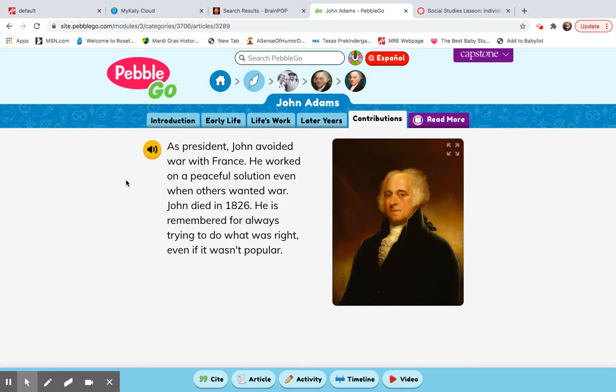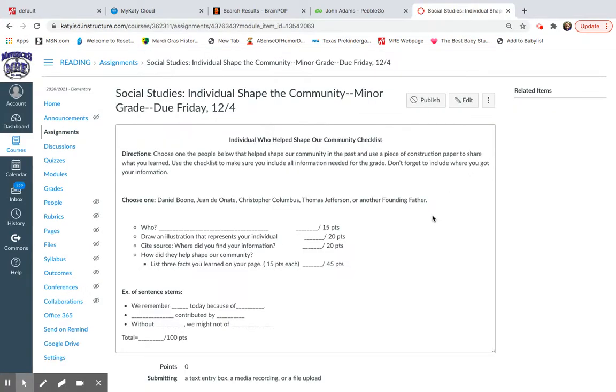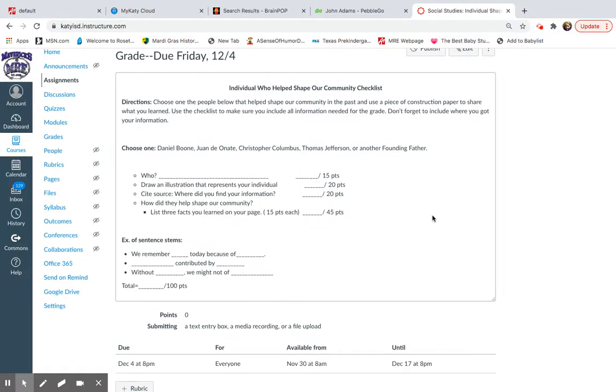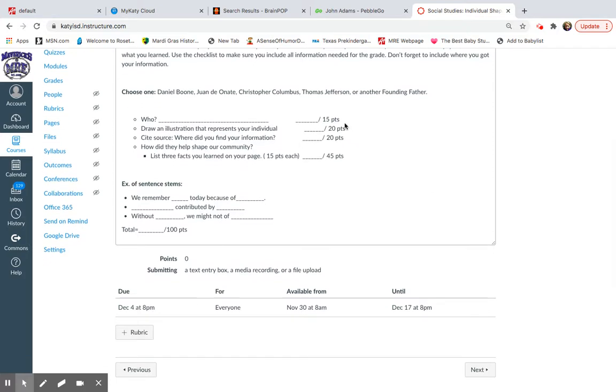Okay, and then you will go to Canvas, and your activity is to choose one of the people we just read about. And it says on a piece of construction paper, but you can do this in your notebook also, what you learned about this person. So this is how I will be grading you: you get 15 points just for choosing one of these people. And then you draw an illustration that represents that person. And then you tell me where you found your information.